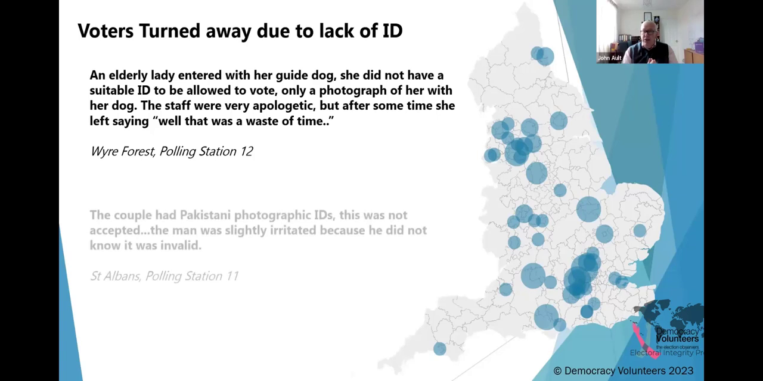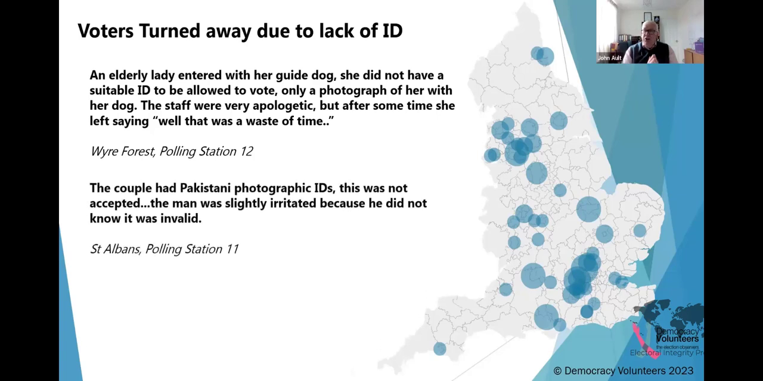Then there's the next voter, in St Albans. A couple had Pakistani photographic IDs, which were not accepted. The man was slightly irritated because he did not know it was invalid. Of course, it was valid because it's a Commonwealth passport. So this person was excluded despite having valid ID. So what is the mindset behind that person being excluded?